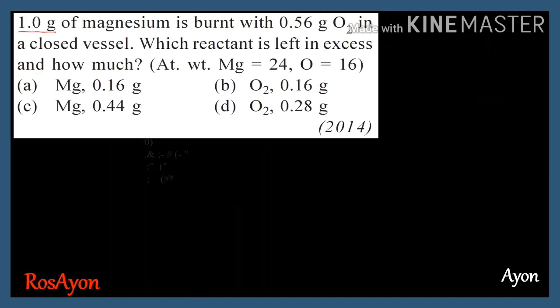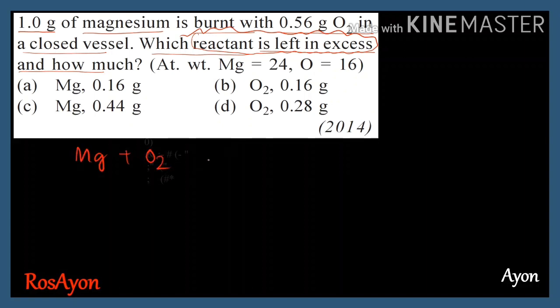Here 1.01 gram magnesium is burned with 0.56 gram O2 in a closed vessel. Which reactant is left in excess and how much? Here the question says a reactant is left in excess. That means it is a limiting reagent problem. Now first write the equation: magnesium reacts with O2 and produces magnesium oxide MgO, and balancing the equation, 2 Mg gives 2 MgO. Okay.